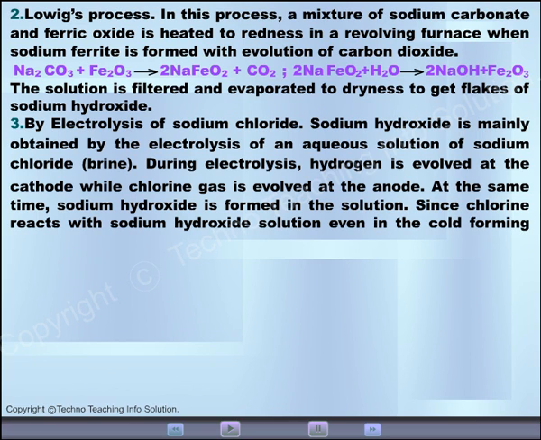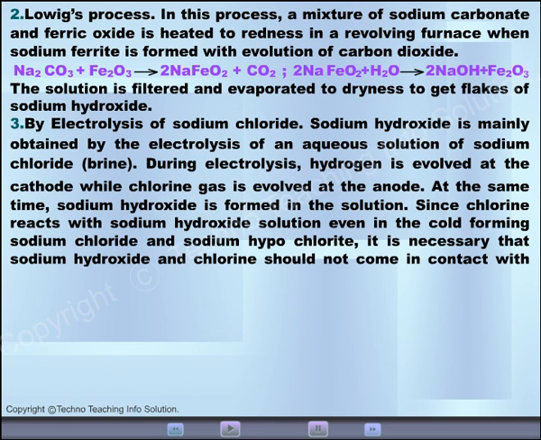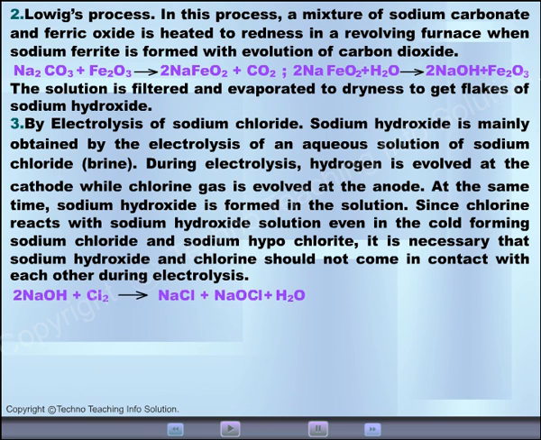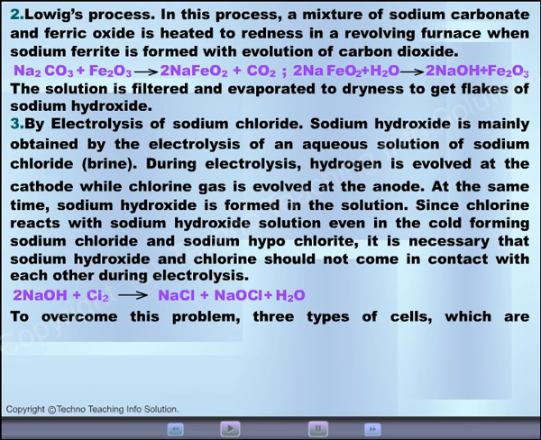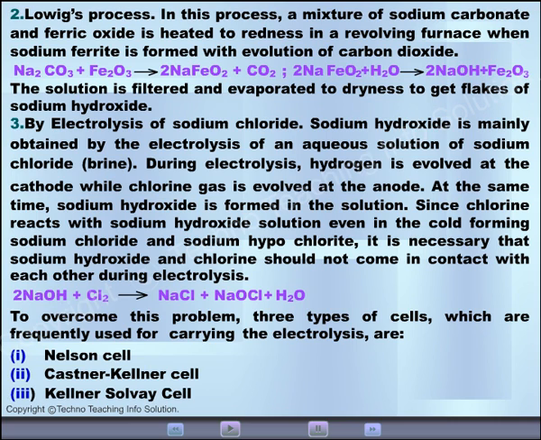Since chlorine reacts with sodium hydroxide solution even in the cold, forming sodium chloride and sodium hypochlorite, it is necessary that sodium hydroxide and chlorine should not come in contact with each other during electrolysis. 2NaOH + Cl2 gives NaCl + NaOCl + H2O. To overcome this problem, three types of cells which are frequently used for carrying the electrolysis are: first, Nelson cell; second, Castner-Kellner cell; third, Kellner-Solvay cell.